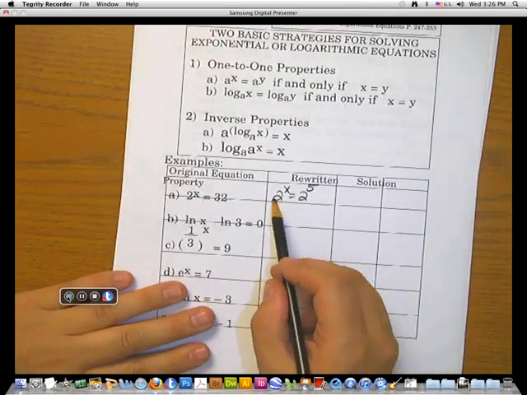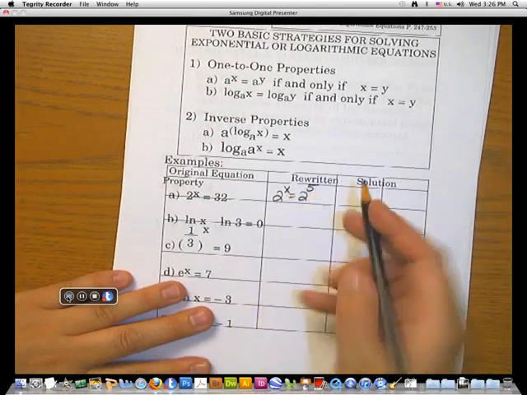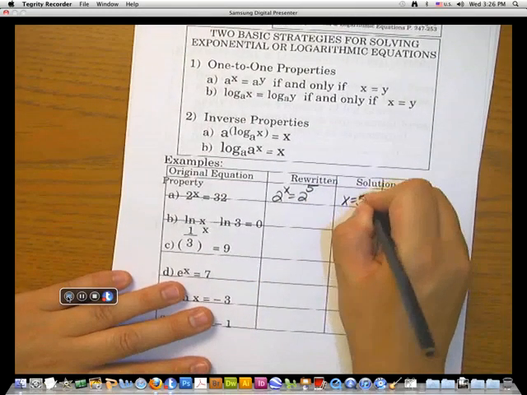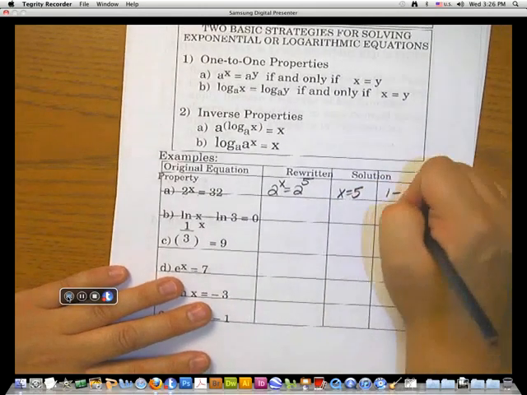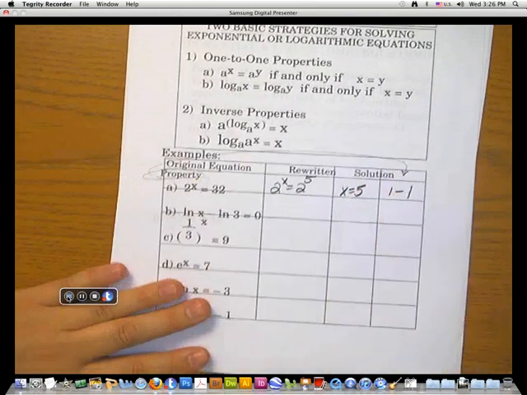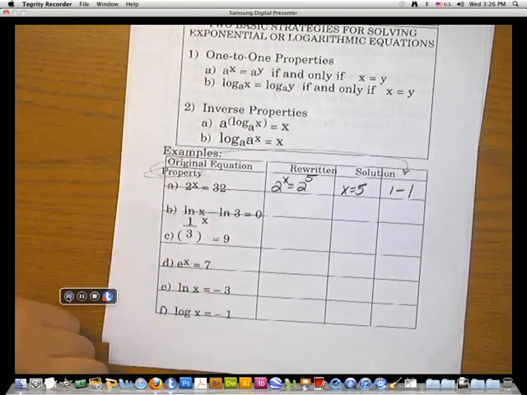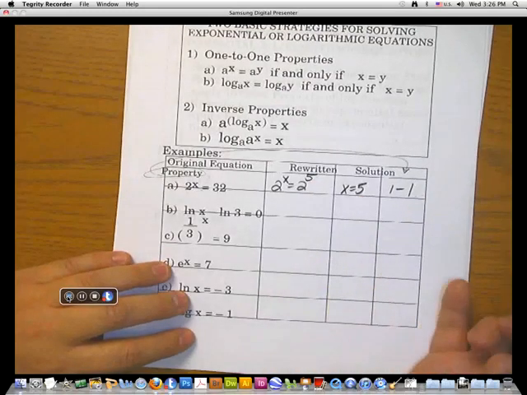So if my bases are the same or equal, then so must be my exponents. And the property that we would use for that is 1.1. It looks like this property should be over in that box, because that's what it's asking you. How do you rewrite it? What's the solution, and what property did you use?